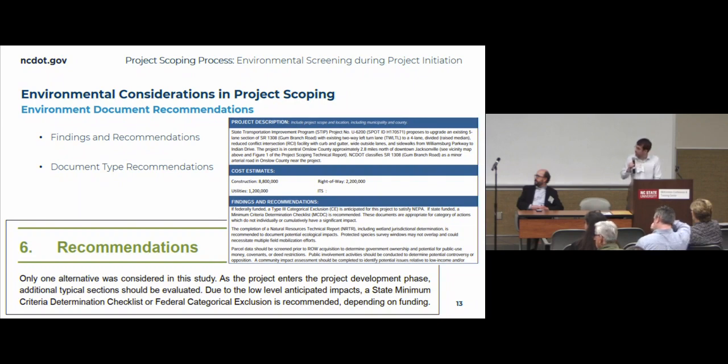It might not state it there explicitly, but it's elsewhere in the document, just environmental considerations completed during the course of that project planning. And then on the bottom is a project scoping report example. And so here it states that there was a low level of anticipated impacts. And so therefore, a state minimum criteria determination checklist or federal categorical exclusion is recommended in that particular instance.